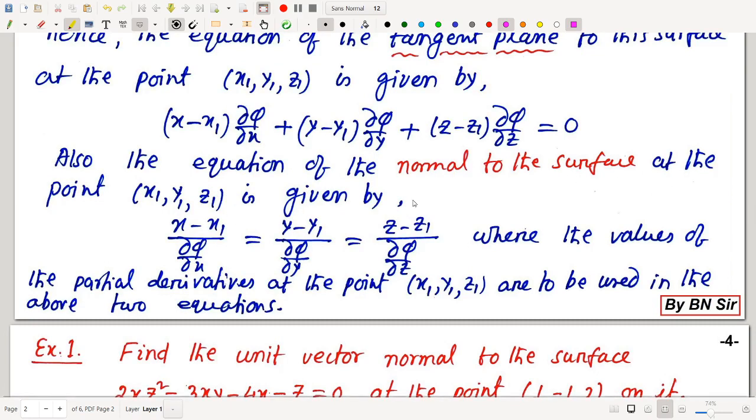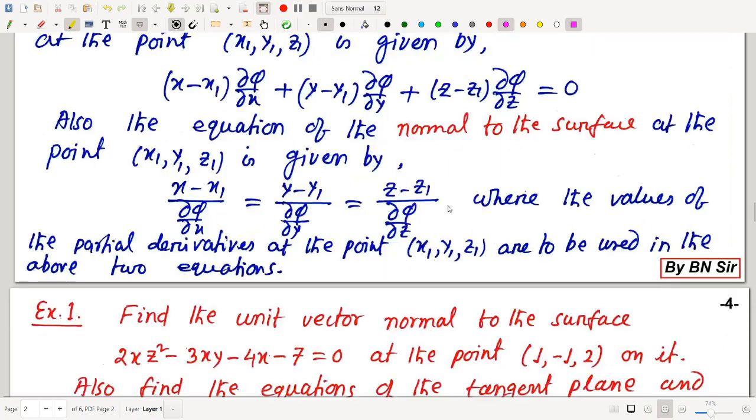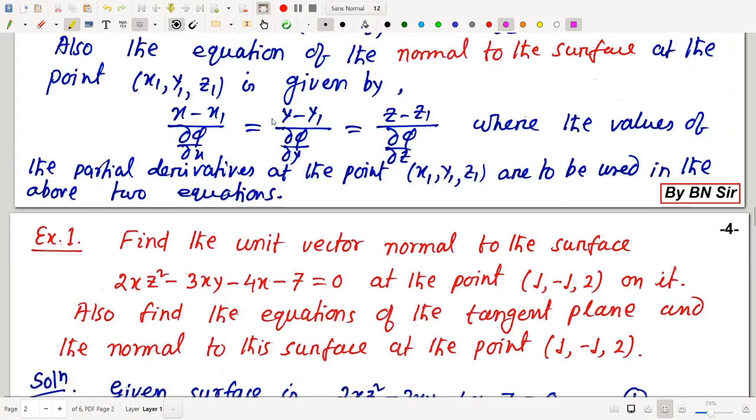Normal. The equation of a normal is a straight line, and in symmetrical form the equation of a straight line is (x minus x1) by l equal to (y minus y1) by m equal to (z minus z1) by n, where l, m, n are the direction cosines or direction ratios of the line. Here the direction ratios of the normal are the partial derivatives, so that's why the equation of the normal to the surface at the point (x1, y1, z1) is given by (x minus x1) by del phi by del x, (y minus y1) by del phi by del y, (z minus z1) by del phi by del z. Okay, so this is the equation of a straight line in symmetrical form.